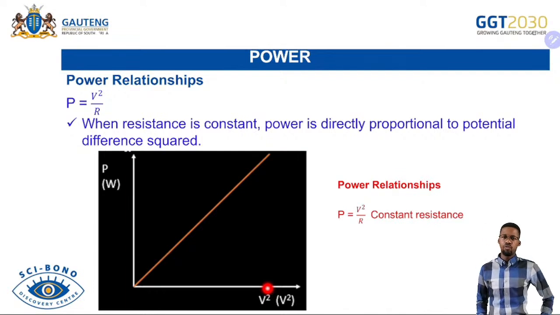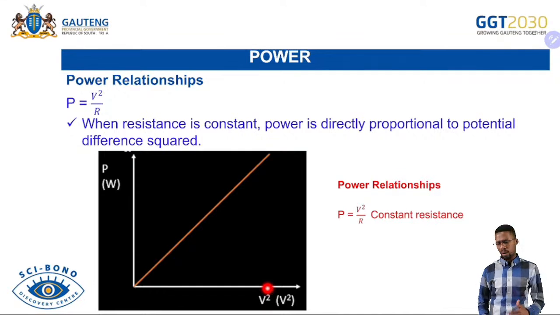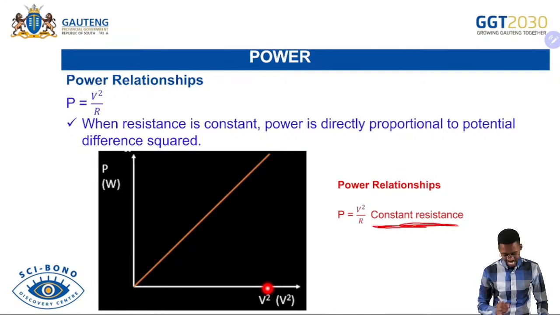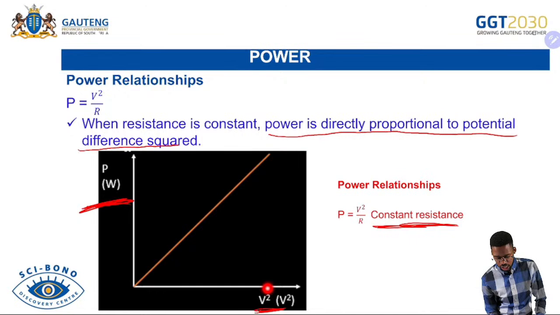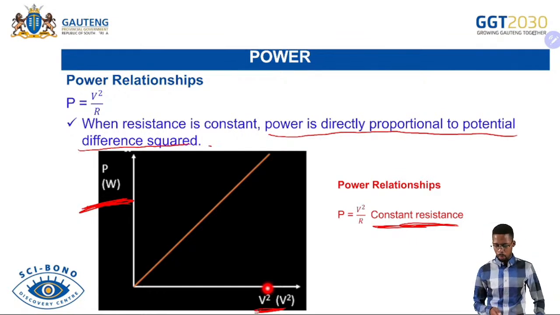Now, let's move on. Here is another expression of power: V squared divided by R. If you keep resistance constant, the same thing is applicable. Power is directly proportional to potential difference squared, provided that you keep the resistance constant. So this is what these relationships tell us about power.